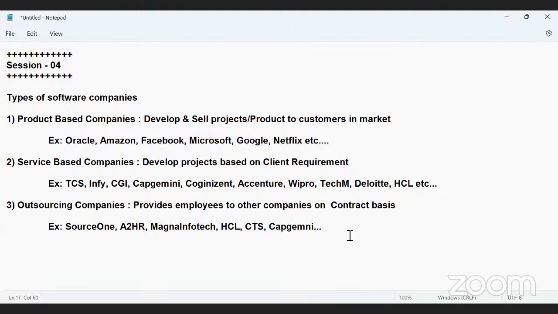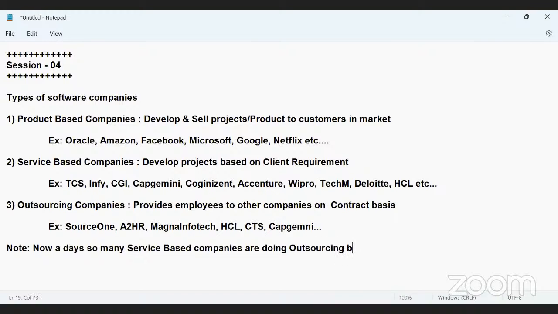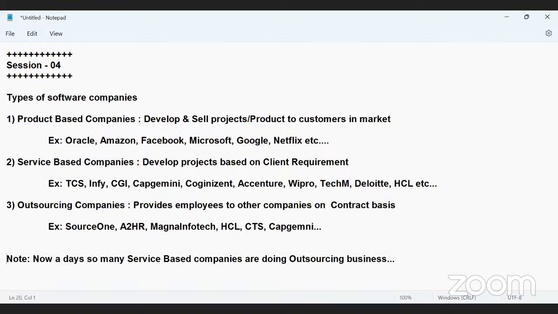Nowadays, so many service-based companies are doing outsourcing business. I am from a product-based company. I'm working for a product-based company.